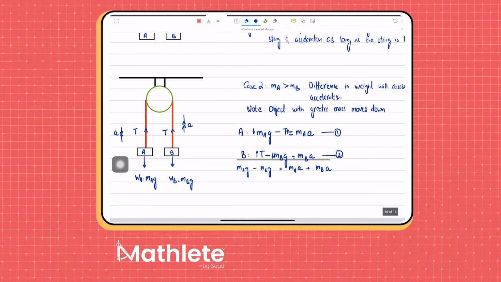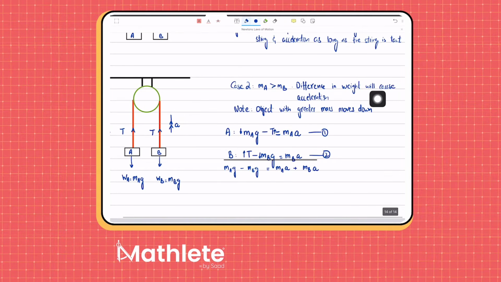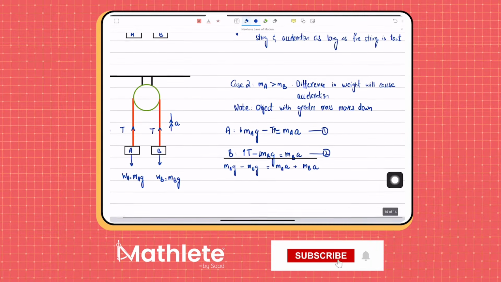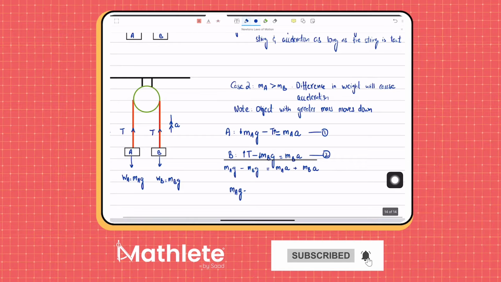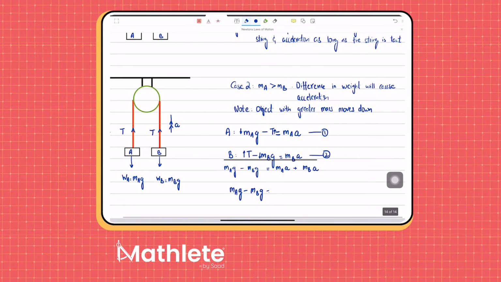Now notice what I said earlier, that the difference in weight will cause acceleration. Now what's mAg minus mBg? This is technically the difference in weight, and this is causing acceleration. So exactly what we said earlier is what we see happening once we resolve the forces. If you want, you can take a common, which is equal to (mA plus mB) times a. Now you can see that here you have the difference in the weights, which results in acceleration.